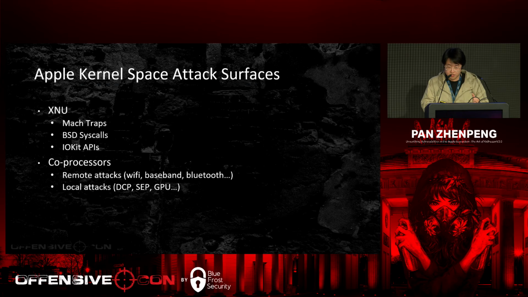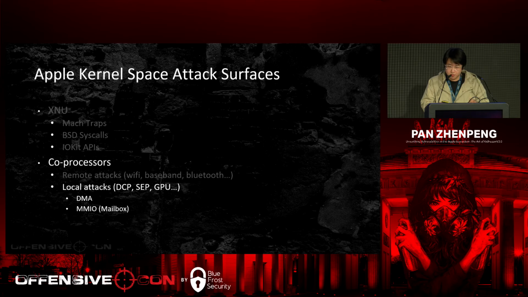Let's come to the attack surfaces part. Because there are three different subsystems in XNU, there are also three different APIs and syscall entry points. The IOKit APIs are actually built on Mach messages, which is one of the Mach traps, and the MIG system is also based on that, but that's another story. Just remember these three. For coprocessors, there are some remote attack surfaces, for example Wi-Fi, baseband, and Bluetooth, and local attack surfaces, for example DCP, SEP, and GPU.